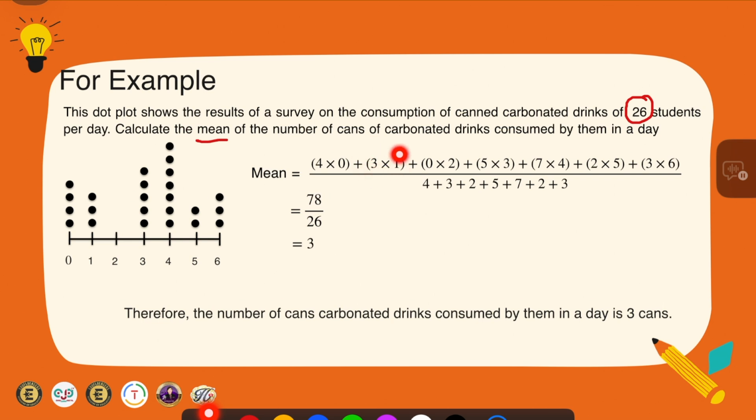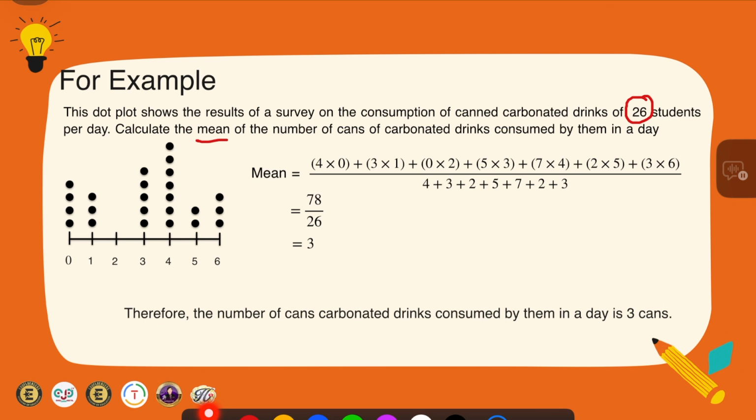So for the second one, how many students drink 1 can? That's 1, 2, 3, 3 dots. So 3 times 1 here. All right. So for 2 cans, there are no students that drink 2 cans per day, right? So that means 0 times 2.